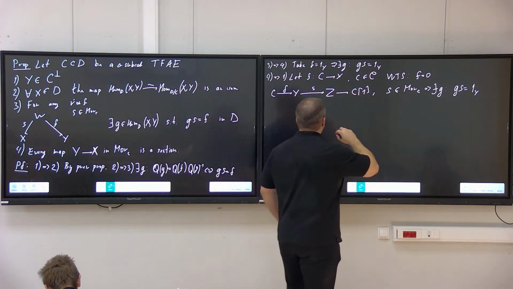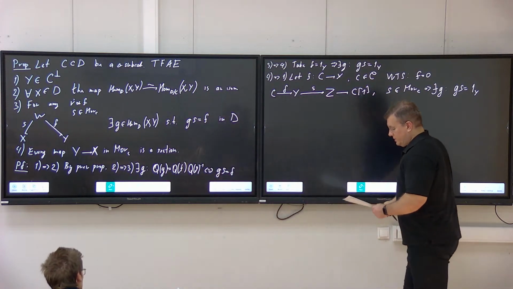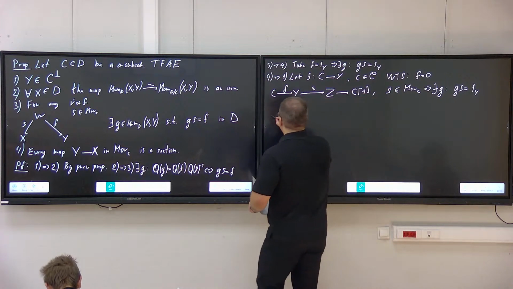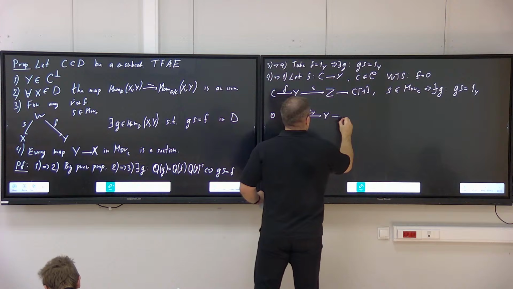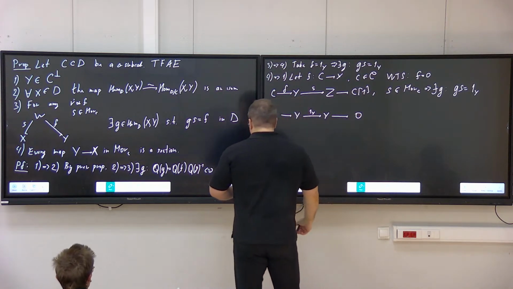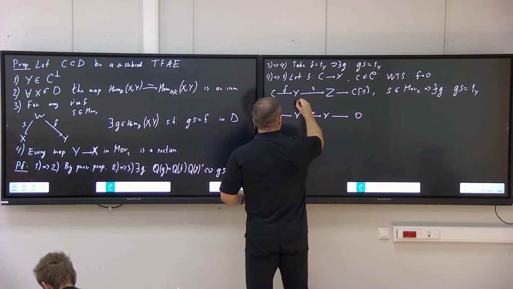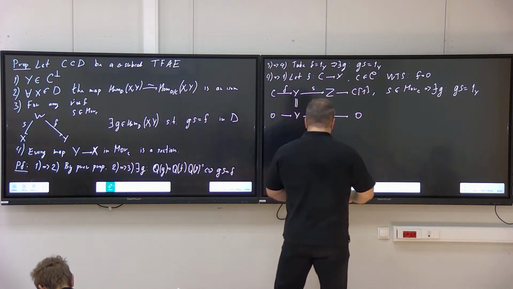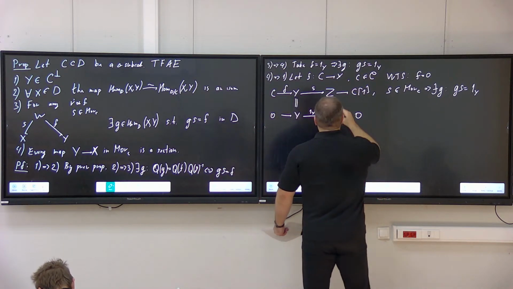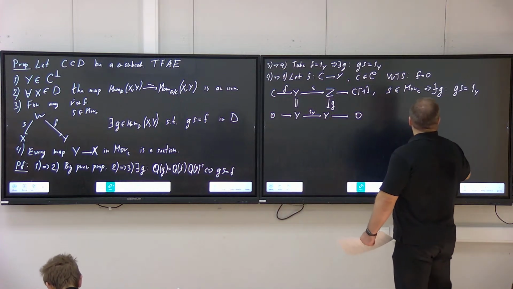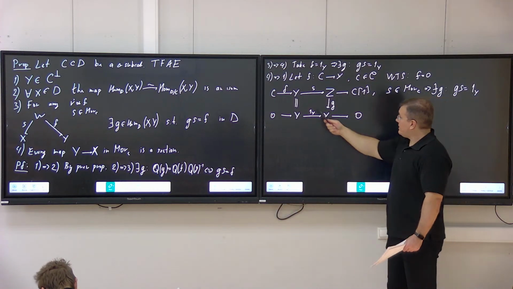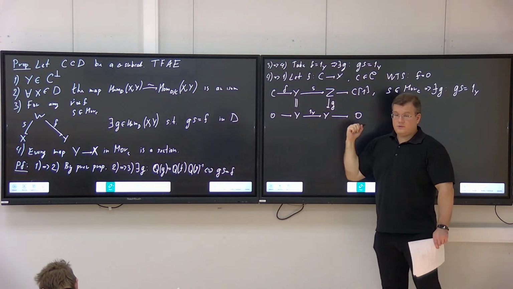Maybe I don't rewrite this triangle, so I'm using this distinguished triangle and then the trivial distinguished triangle with 0, Y, identity on the Y, and then again 0. So then here, of course, on the Y I have identity. From the Z to the Y I have a map G that exists. And since I know that the composition of G and S is the identity on the Y, I know that this square is commutative.